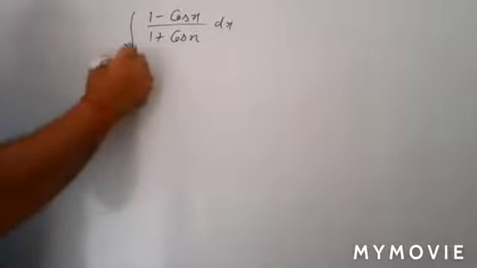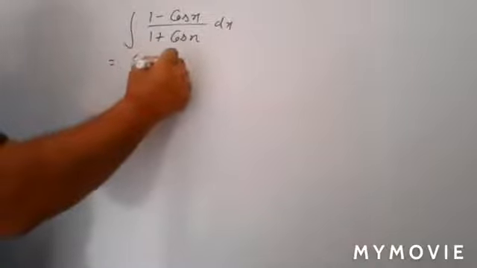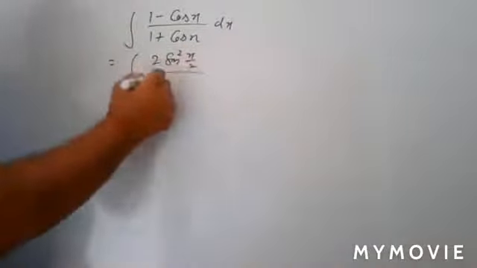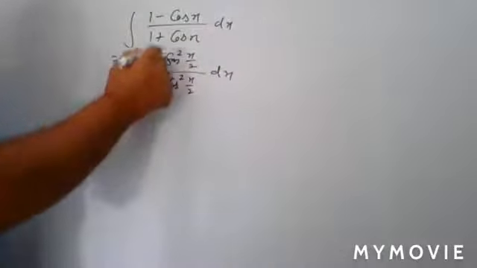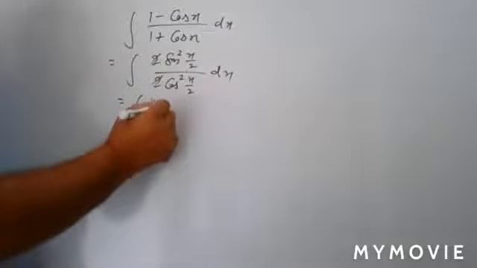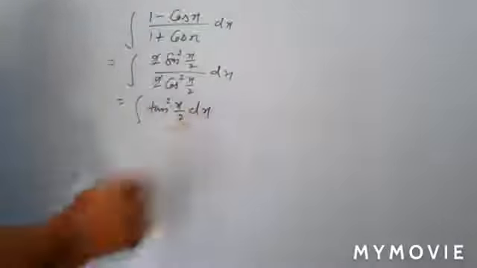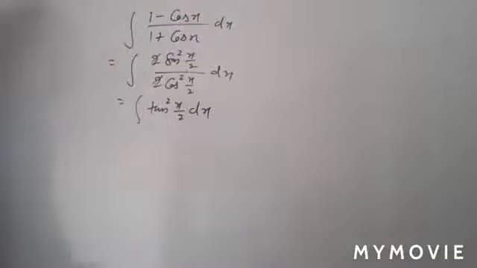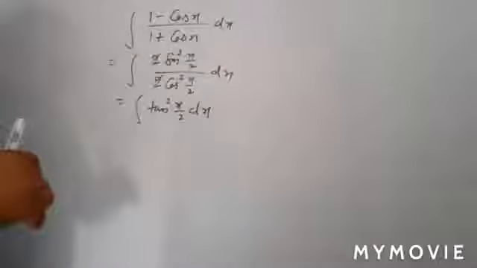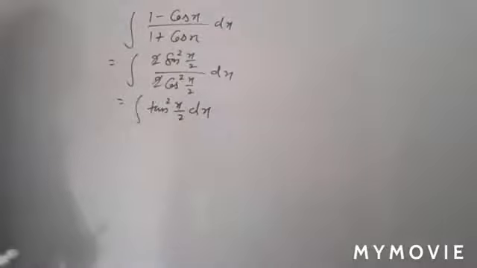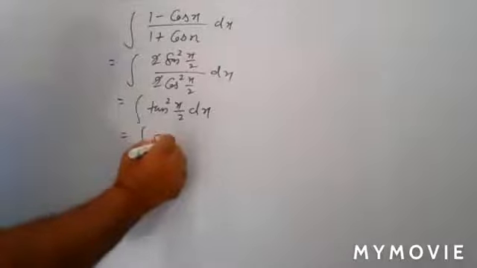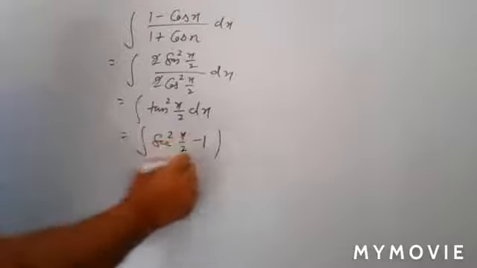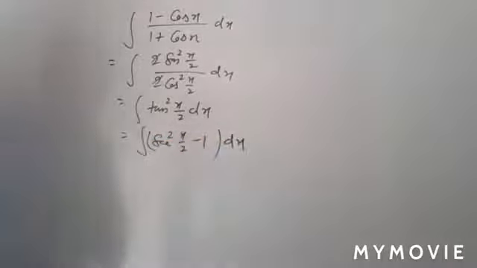Simplifying it, 1 minus cos x can be written as 2 sin square x by 2, and here you have 2 cos square x by 2 dx. So 2 and 2 cancel out, and you have tan square x by 2 dx. But there is no standard function whose derivative is directly tan square x by 2. So you have to convert it into sec. That can be written as sec square x by 2 minus 1, and then integrate it.